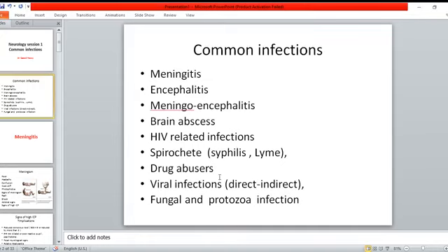The drug abusers, usually the common infections can be seen in the drug abusers directly, like patients with botulism, and also tetanus. Indirectly, when you see the drug abuser in the scenario, immediately you have to think of some infections. These may include HIV, or may include hepatitis C virus.